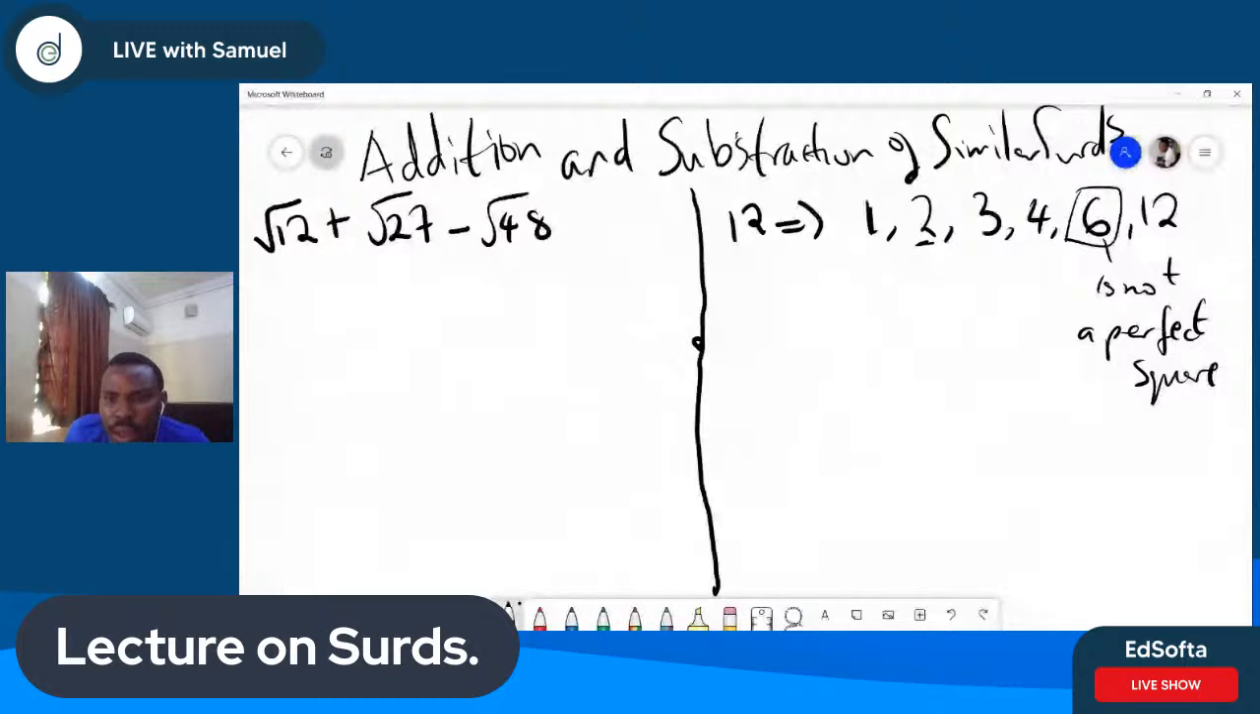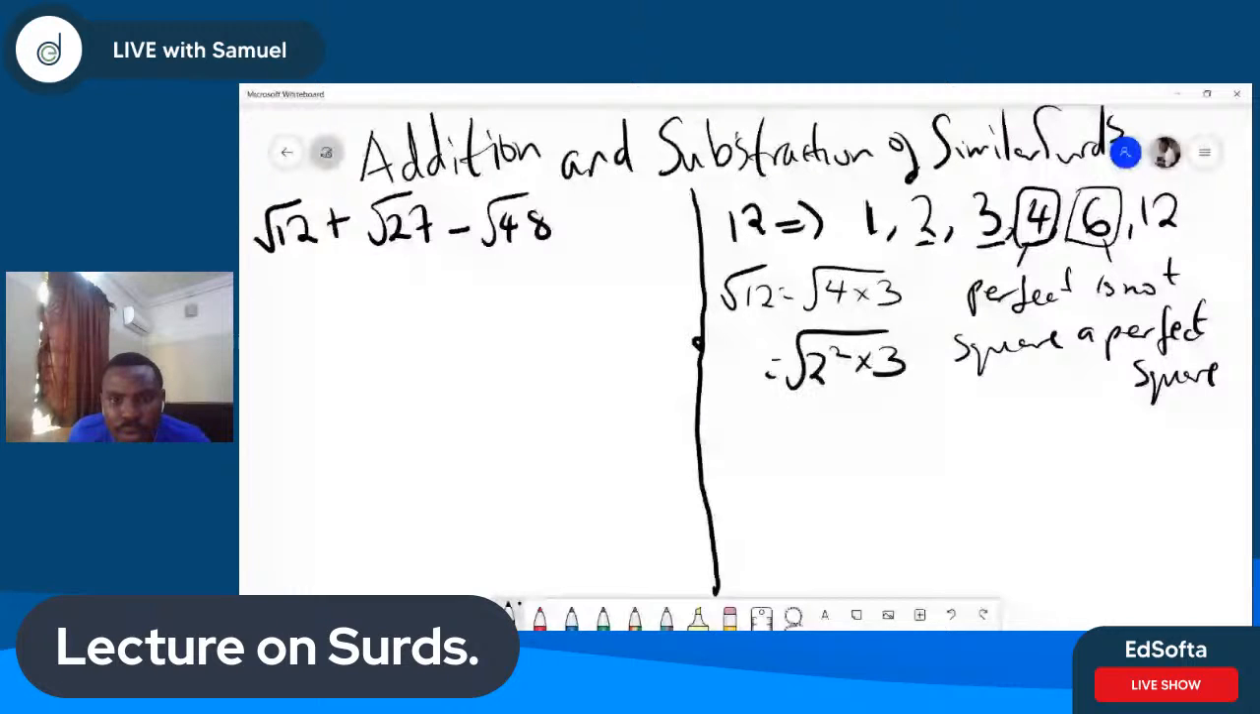But look at the next one, 3 and 4. Is 4 a perfect square? Yes, perfect square. We can write this as root 12 is equal to root 4 times 3. This can be written as root 2 squared times 3. That will be 2 root 3. So our first one that we have here is 2 root 3. If you followed us in the last one, we've simplified root 27 before as 3 root 3.